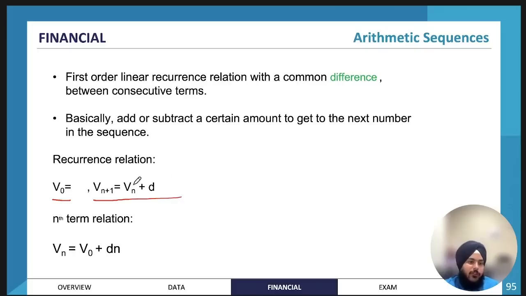We can have this recurrence relation, which is Vn plus 1 is equal to Vn plus d, where d is the common difference, the number that you're adding or subtracting each time. And here we have the equation Vn is equal to V0 plus dn, where V0 is the initial value, d is the common difference, and n is the term you're trying to determine. If you're trying to determine the first value, the 20th value, or the 50th value, you just sub in what n is, and that will give you your value.